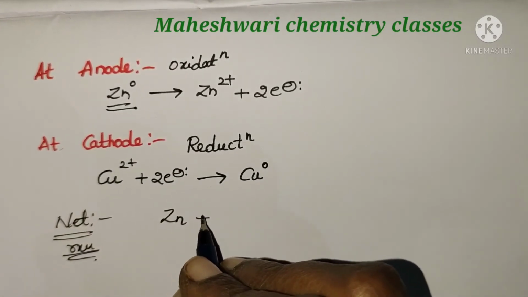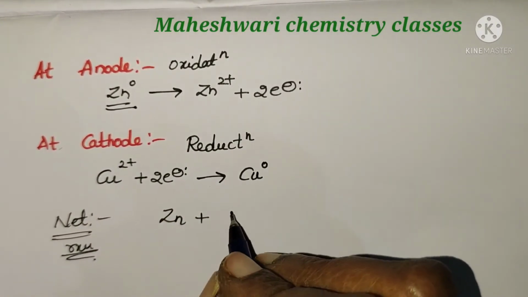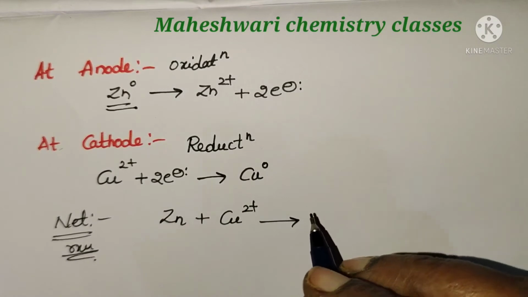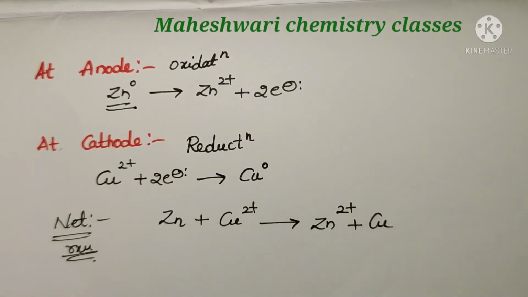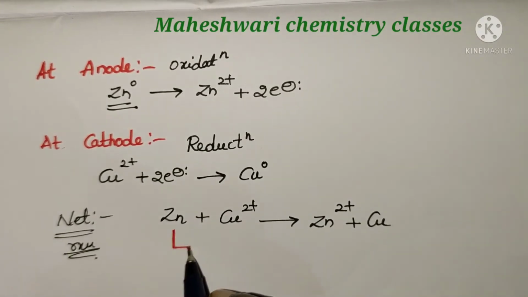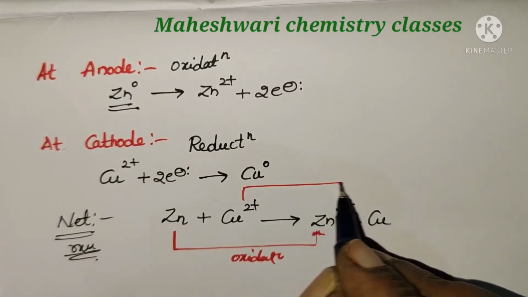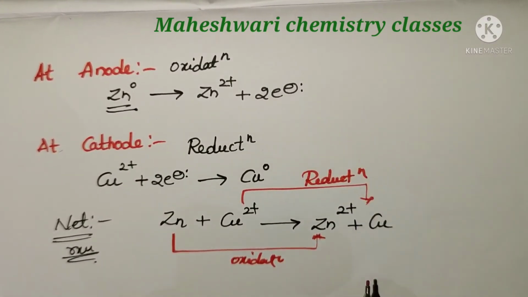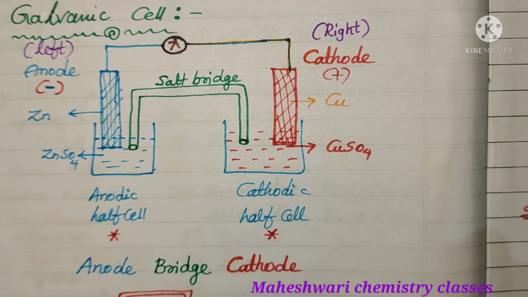So what is the net reaction? Reactants on one side, products on the other side. Zn plus Cu2+ both are involved in the reaction and give Zn2+ and Cu. See here, Zn loses electrons, that is why it is oxidation. Cu2+ gains electrons, that is why it is reduction. So for this purpose, how can we write the electrochemical cell notation? Simply you have to remember these tricks.